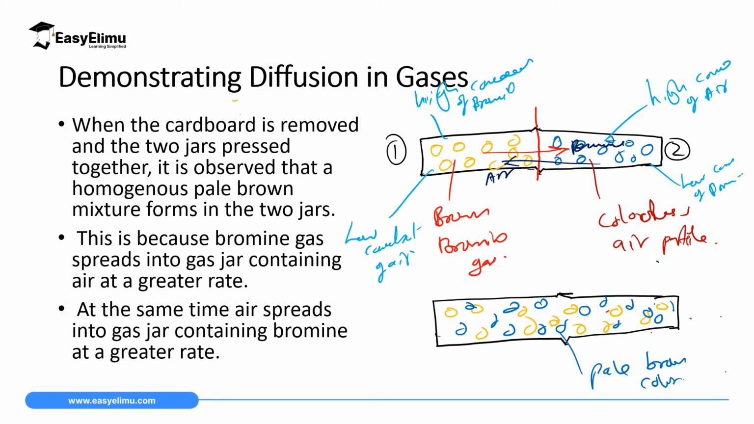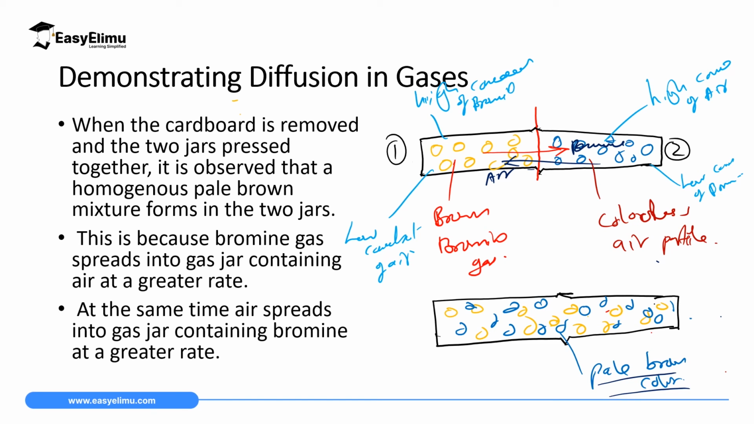And now when they mix, the particles of bromine will spread through the two gas jars, and even the color will be less dense, that is pale brown color. And that one now proves that gases can move from where they are highly concentrated to where they are lowly concentrated. But it's important to note that when you increase the temperature, or if you perform this experiment at high temperature, the pale brown color will be formed very fast.